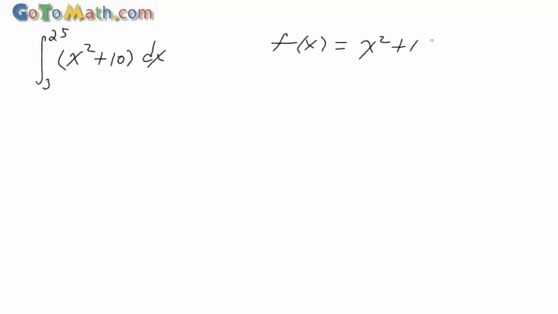So we got the integral going from 3 to 25, x squared plus 10 dx. Okay, I guess first thing I need to do is let's define a couple things. f of x is x squared plus 10, right? That's f of x, okay?